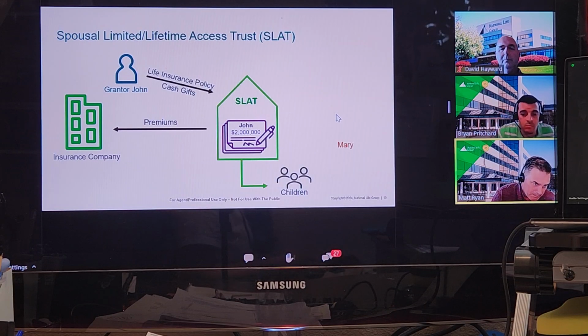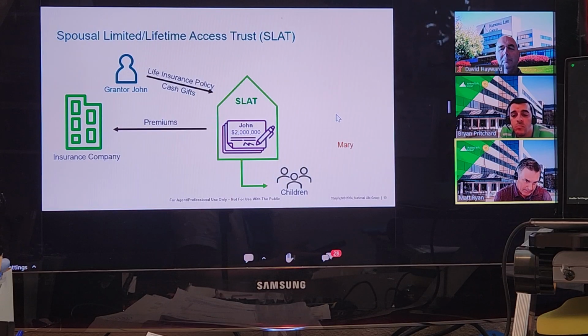And these gifts might be tax free if John uses his annual exclusion of today, as it stands, $18,000 for each of his 3 children. And as trustee, Mary will pay the premiums to the insurance company and send out the required Crummey letters, the withdrawal notices, once the gift has been made each year to pay for those premiums. And so during John's lifetime, Mary has indirect access to the policy's values.